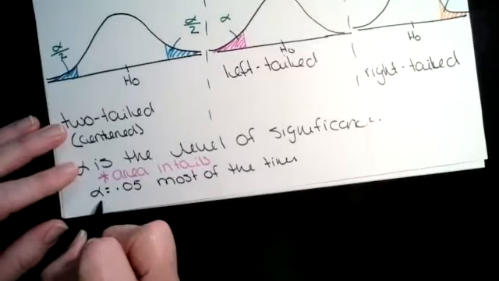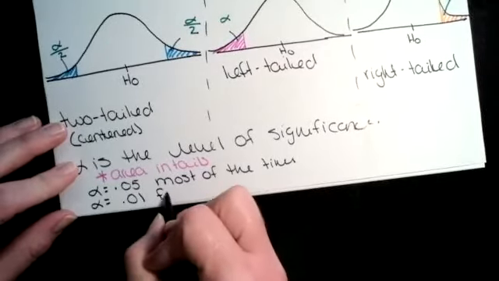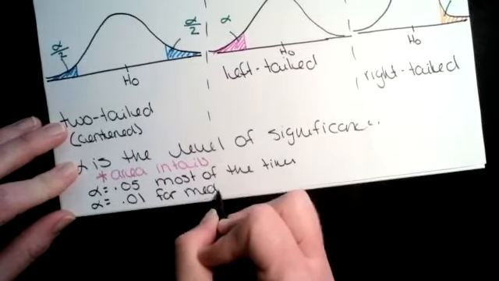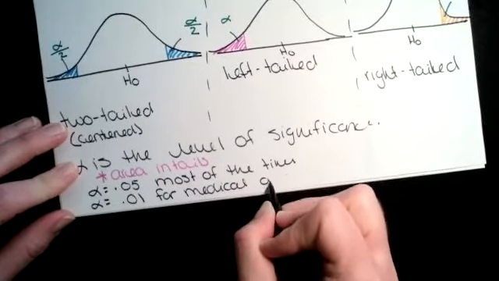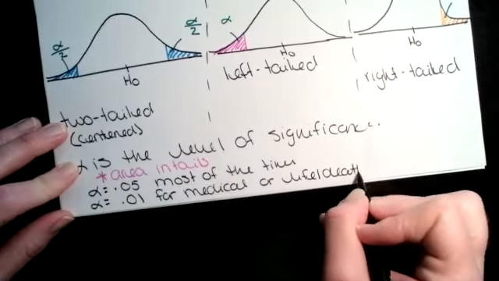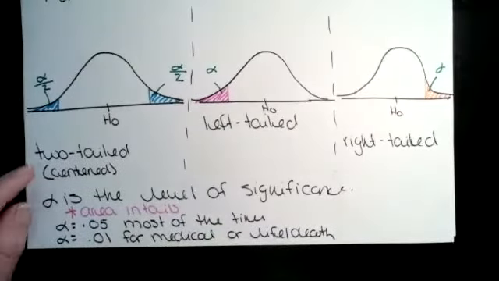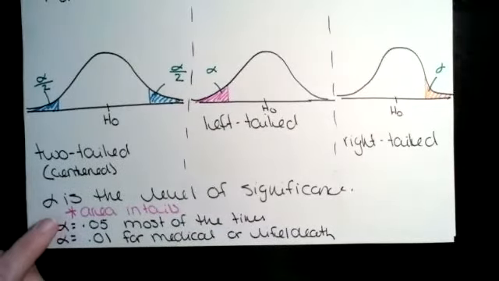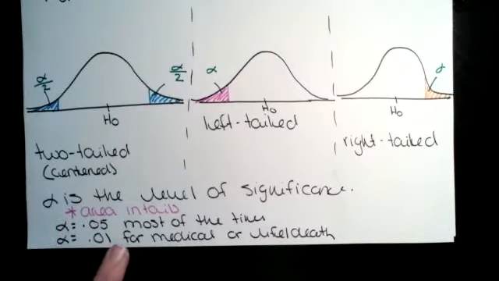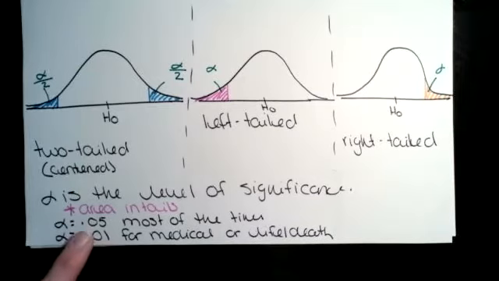And then once in a while, we will see alpha is equal to 0.01. And this is going to be for a medical problem, or what we would call like a life or death problem, okay? So the reason for that is we don't want to disprove a common view very easily for a medical or a life or death situation, okay? So we lower our level of significance. We bring it down to 1% compared to 5%.